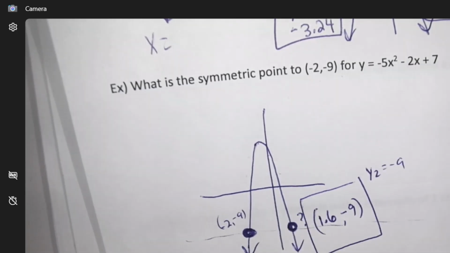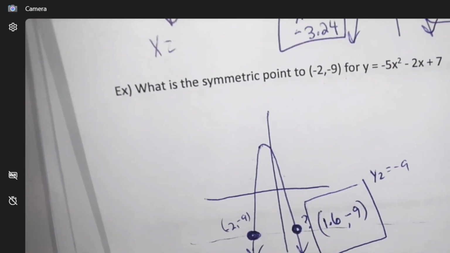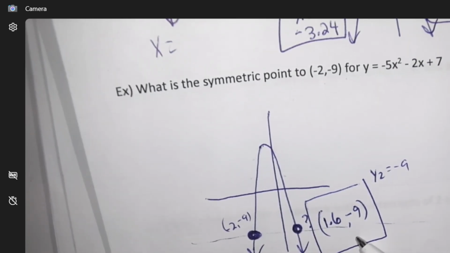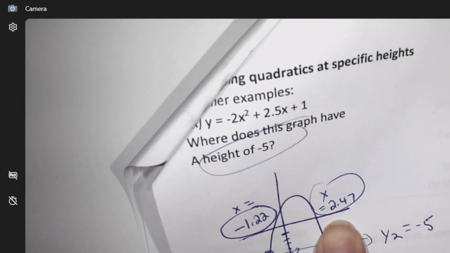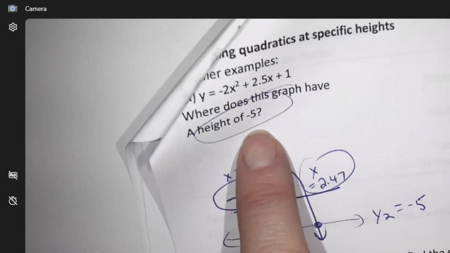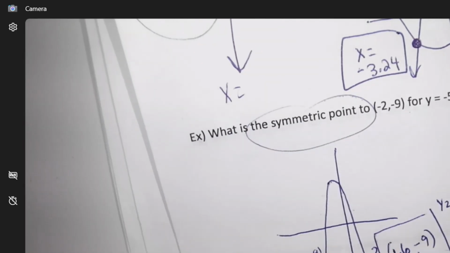Okay, do you understand that I answered this differently? To this one, I answered as a coordinate. This one, I answered x equals a number. Why did I answer them differently? It's because of the words. Where does it have a height of? So just the x. Here it says, what is the point? So I had to write it as a point.